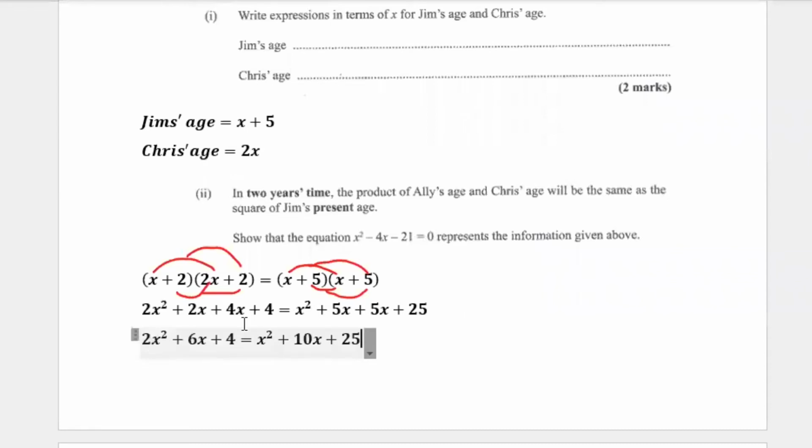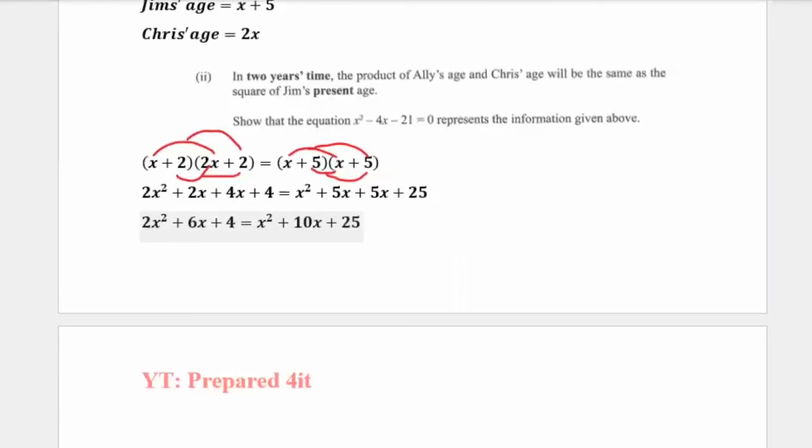So now we are going to carry over what is on the right to the left and equate it to 0, because remember we're showing that this would be our final equation, which would be x squared minus 4x minus 21. So we're carrying over and we're going to add or subtract our like terms. So first we have 2x squared, and I'm putting this x squared here beside it, so it was adding here. So when it comes across, it will be subtracting. So I'll have 2x squared minus x squared.